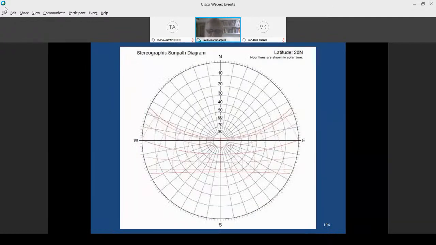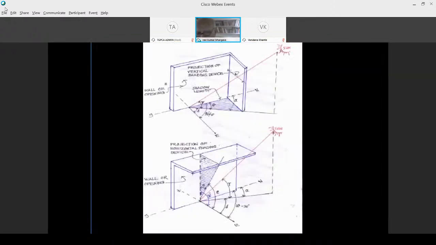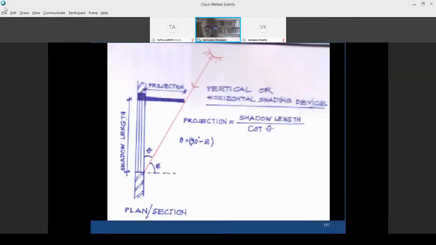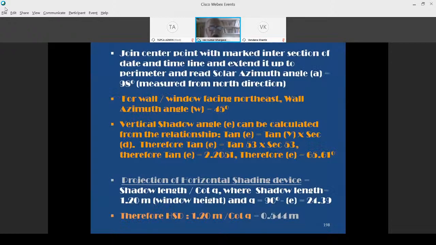This is another chart. Okay, friend, I hope it is around 50 degree in your solar chart also. Then note it down on your paper.